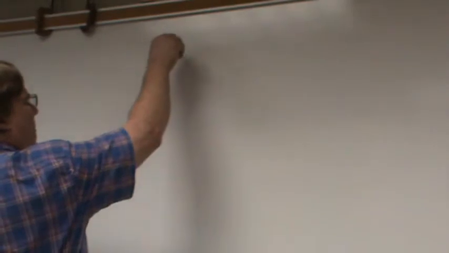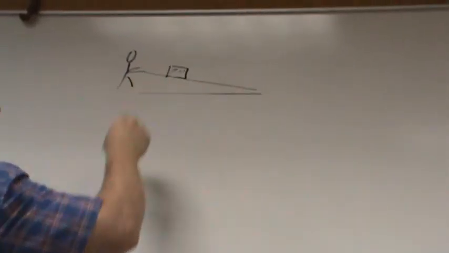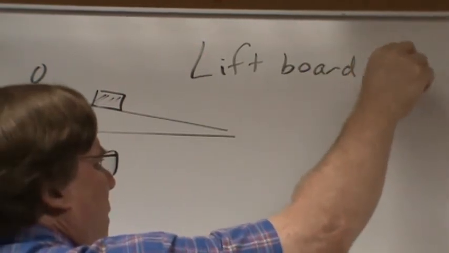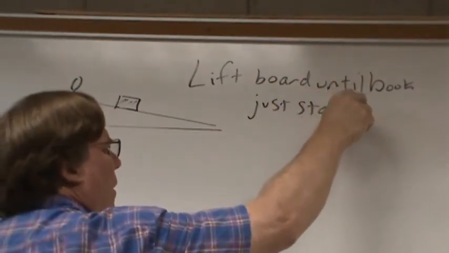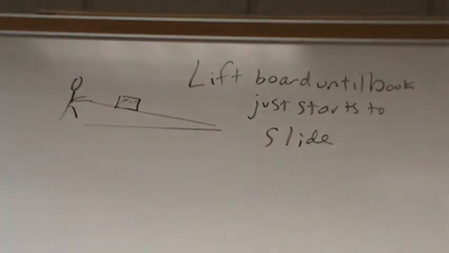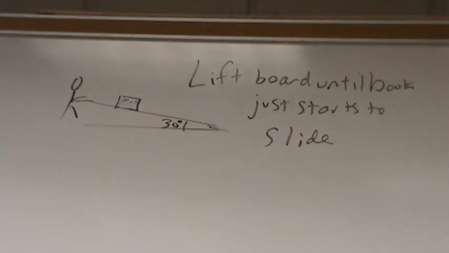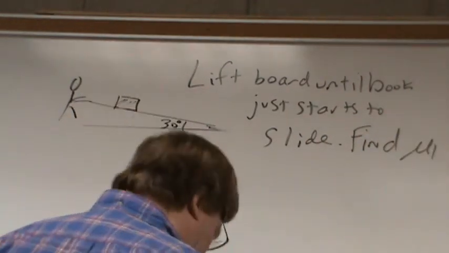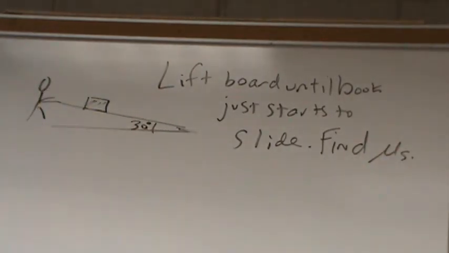Imagine this. I've got a guy with a board, and the board has a book on it, and he lifts the board until the book just starts to slide. And he finds that that angle is a 30-degree angle. It just starts to slide when he lifts the board to a 30-degree angle. We're going to find the coefficient of static friction between the book and the board. Find the coefficient of static friction if it just starts to slide at 30 degrees.